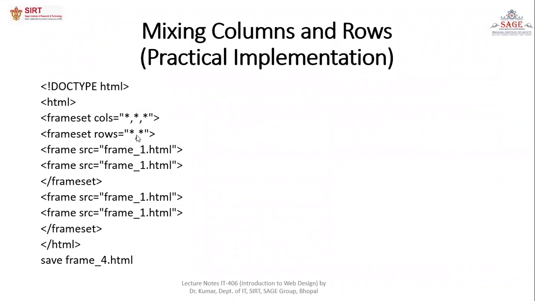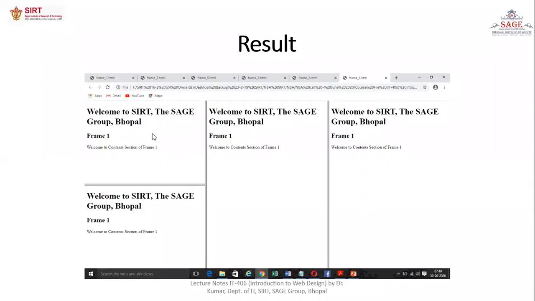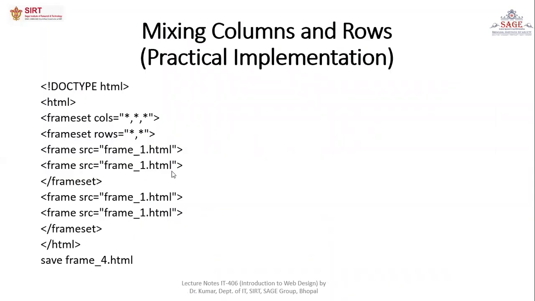But which column? That is the first column. So it will take the first column and divide it into 2 rows. So the first column is divided into 2 rows, and inside those rows, in the first row, it will be the frame underscore one dot HTML file, and in the second row, the frame underscore one HTML. I take the same for your convenience. You see here the frameset COLS is equal to star, 3, star.